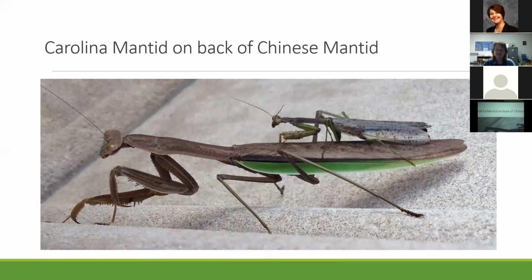And this was a fun picture I took. I came to work one morning and this was what greeted me on the side of the courthouse building. It's a Chinese mantid, the great big one, with a Carolina mantid on its back. And it's kind of comical because a Chinese mantid will eat a Carolina mantid. And so this Carolina mantid, I guess, was pretty smart that day. It figured out a way not to get eaten by the Chinese mantid. This was just one of those fun pictures, and I just decided to throw it in.